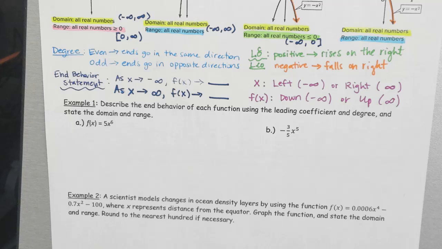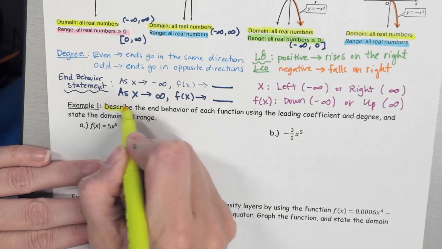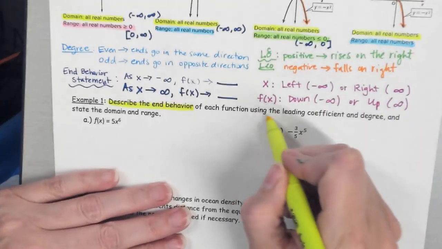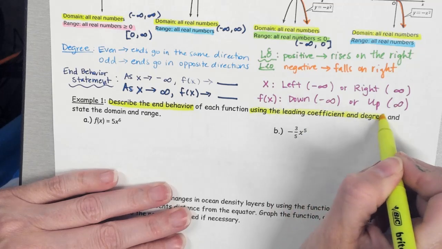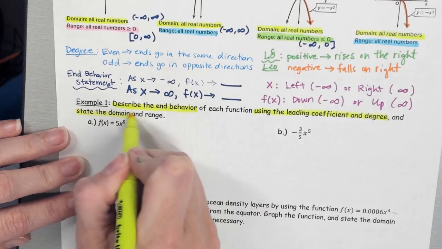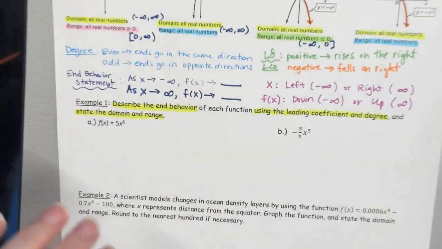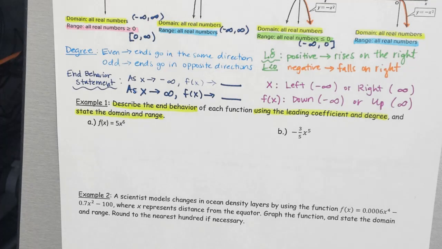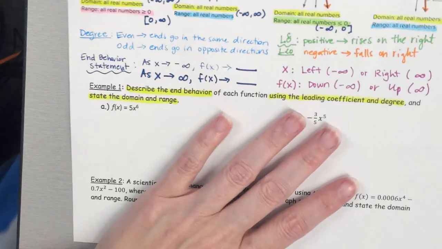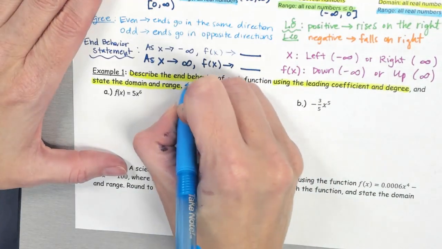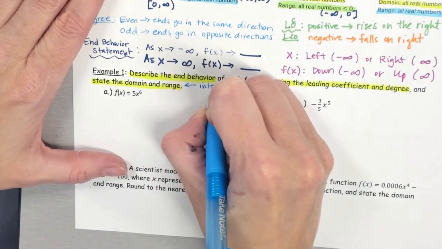All right, and then for example 1, we are going to describe the end behavior of each function using the leading coefficient and degree. And then we're going to state the domain and range. If they ask you to use the leading coefficient and degree, then we need to show that that's what we're using. And anytime you are stating the domain and range in this section, you're going to do interval notation.